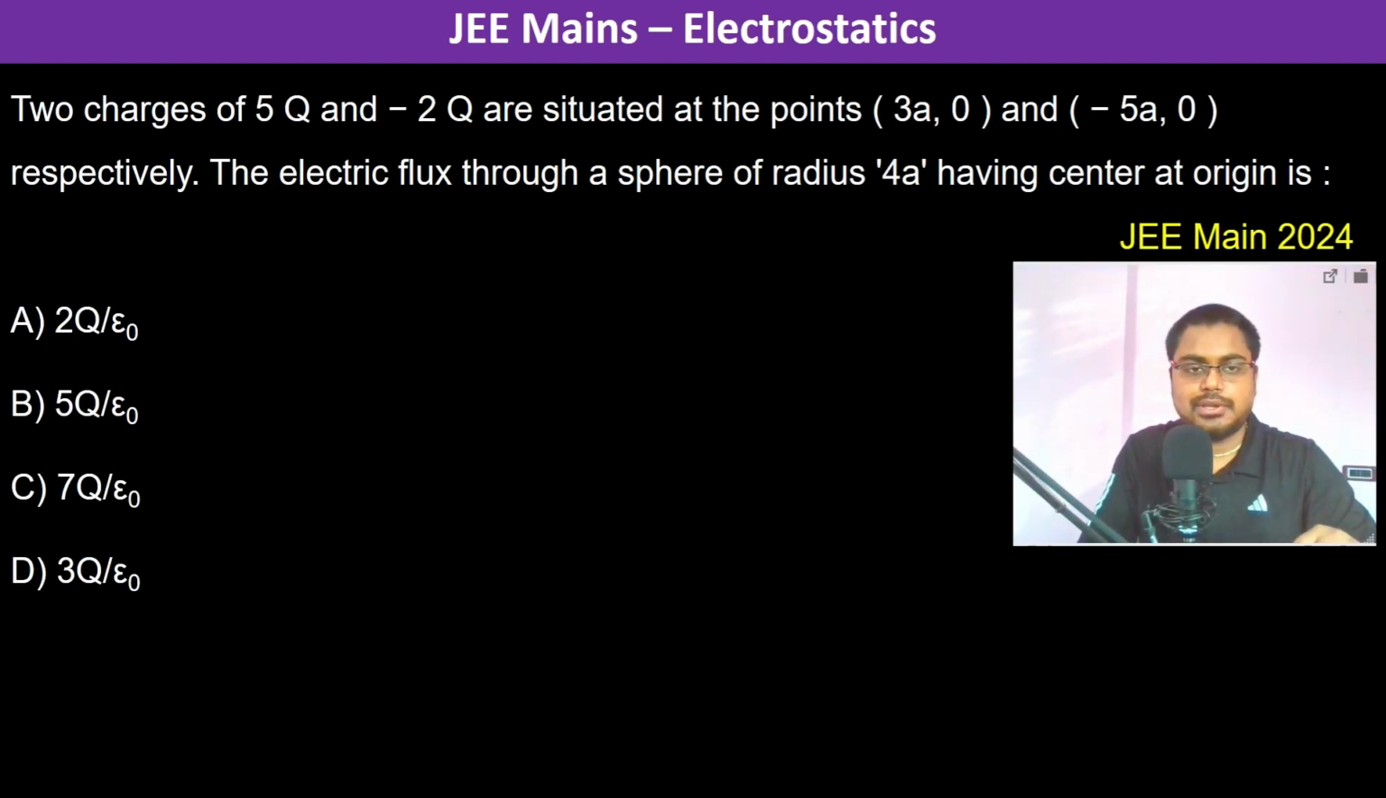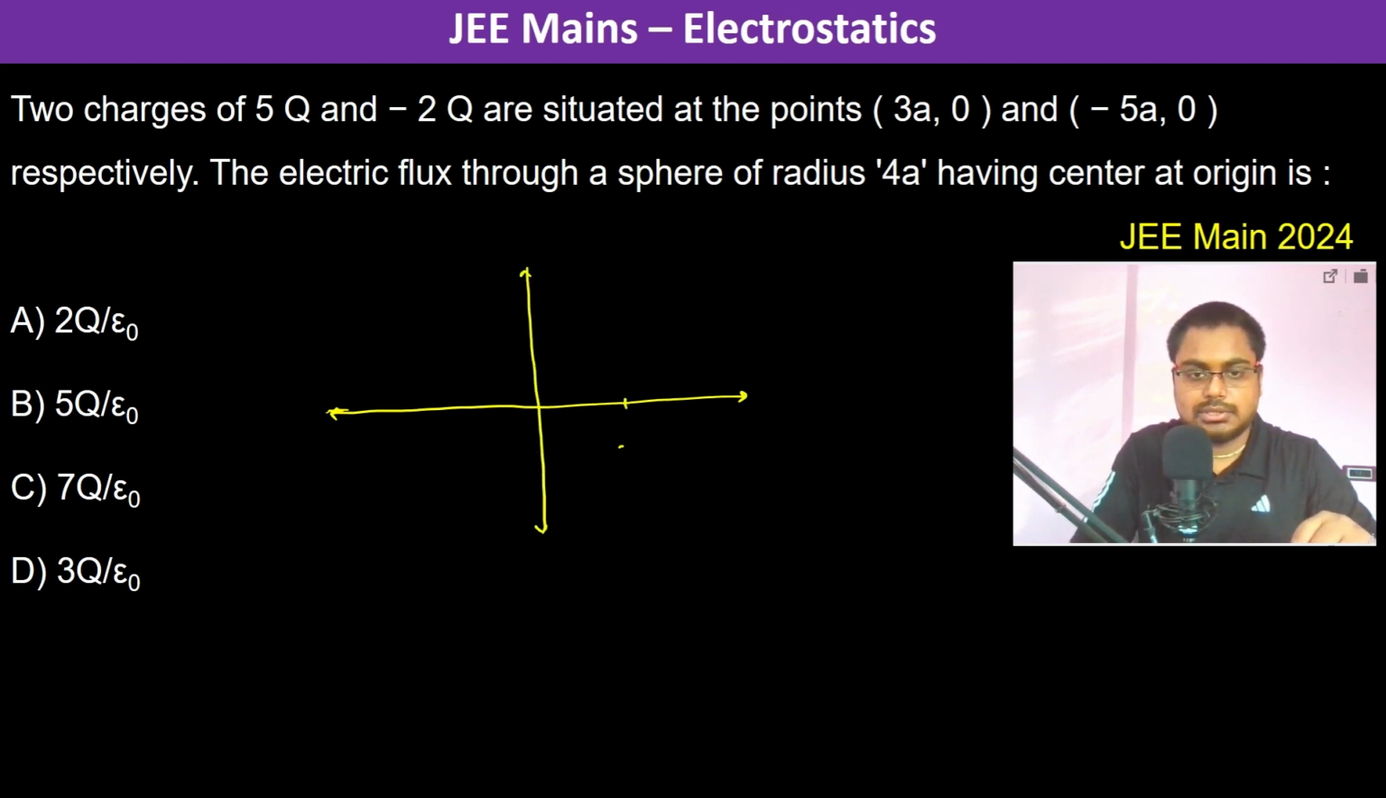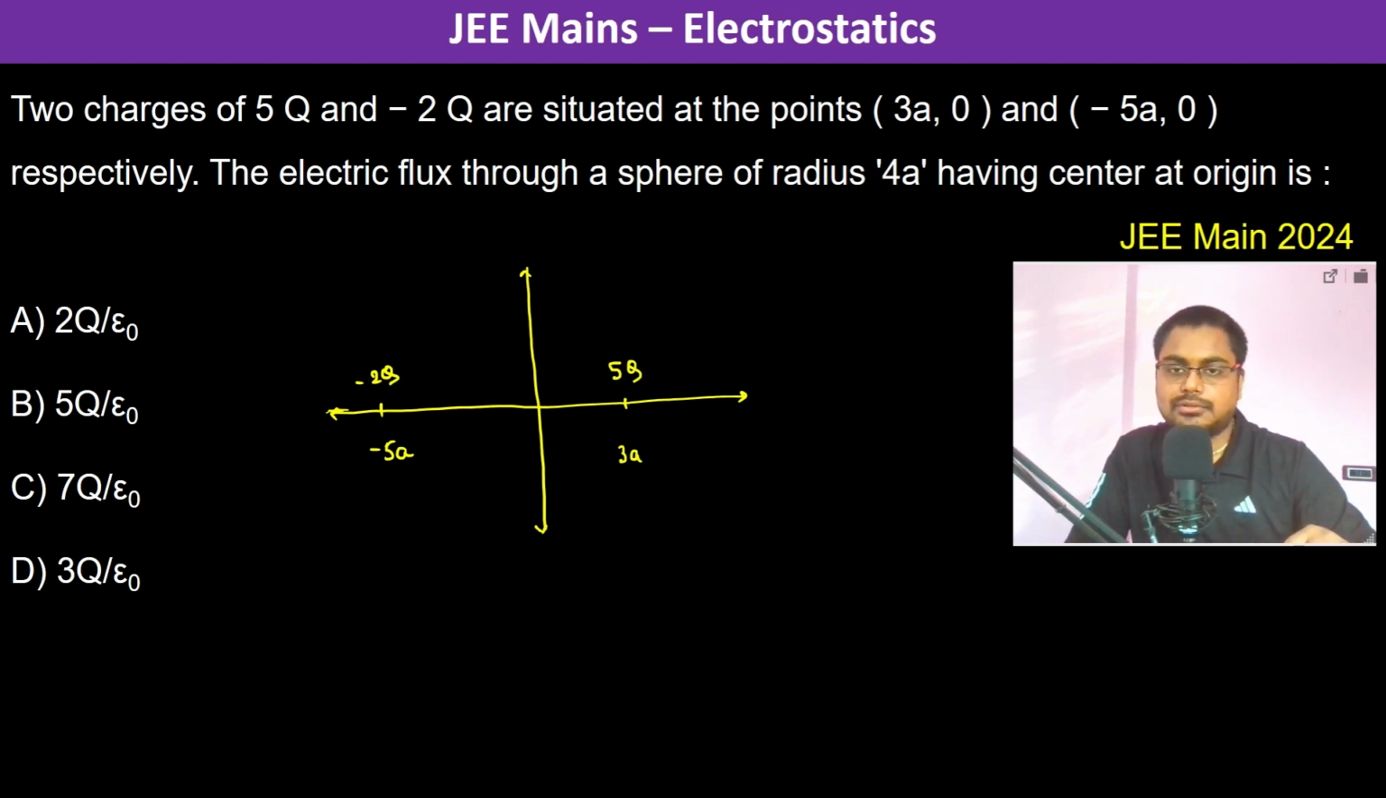Two charges of plus 5q and minus 2q are situated at the points 3a, 0 and minus 5a, 0. So let us take this to be the x-axis and this is the y-axis. So this is plus 3a, 0 and this is minus 5a comma 0. This is 5q and this is minus 2q. The electric flux through a sphere of radius 4a having center at the origin. The radius is 4a, so therefore it's going to be something like this.